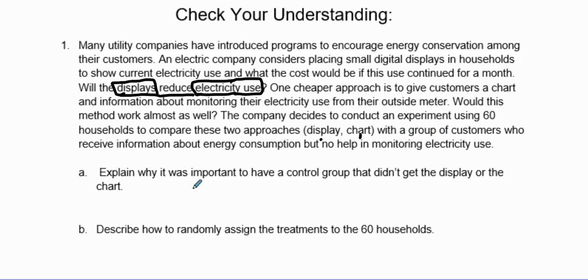So now explain why it is important to have a control group that didn't get the display or the chart. Well, the reason is that if you just gave them a display and chart, there might not be much reduction in electricity use, and you would not know if the display or chart actually reduced electricity use. You're trying to see whether either one actually reduces electricity use, and which one is better, if any.